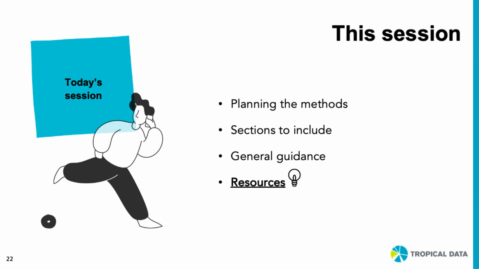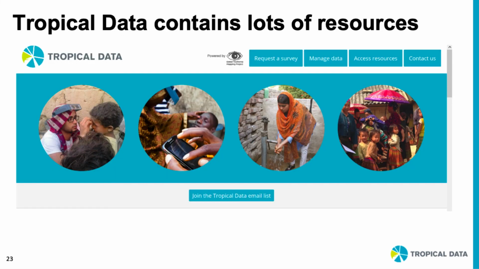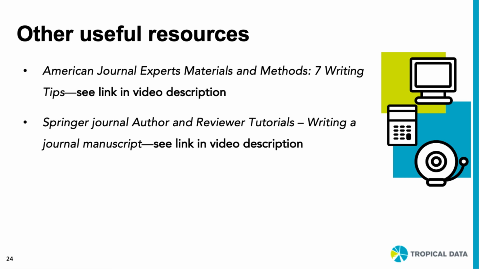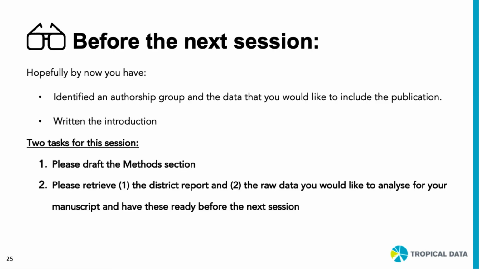Finally, we will highlight some other helpful resources which can provide more information about writing the methods. We already mentioned the previous GTMP Tropical Data papers, survey protocols, and the STROBE guidelines. The Tropical Data website has a resources section where the Tropical Data training manual and protocol writing guides are available, and where there is lots of guidance about how best to use data generated by these surveys. A couple of other useful resources for writing papers are listed on this slide. You can access these by clicking on the links provided in the video description.